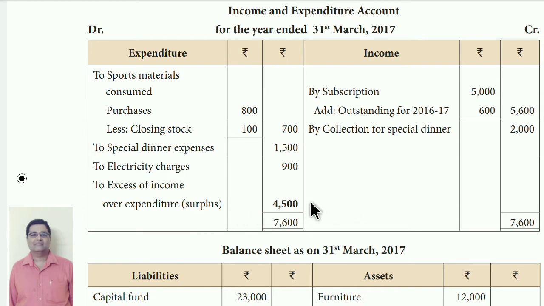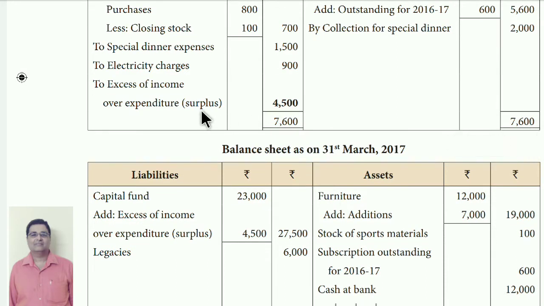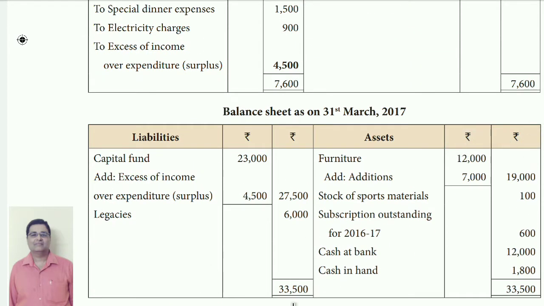So surplus 4500. What to do with this 4500? Because it is surplus, it means profit. So you have to add it with the capital fund. Add surplus 4500, 23,000 plus 4500, 27,500. So total of your answer 33,500 both the sides. Understand the sum? Very good, students.